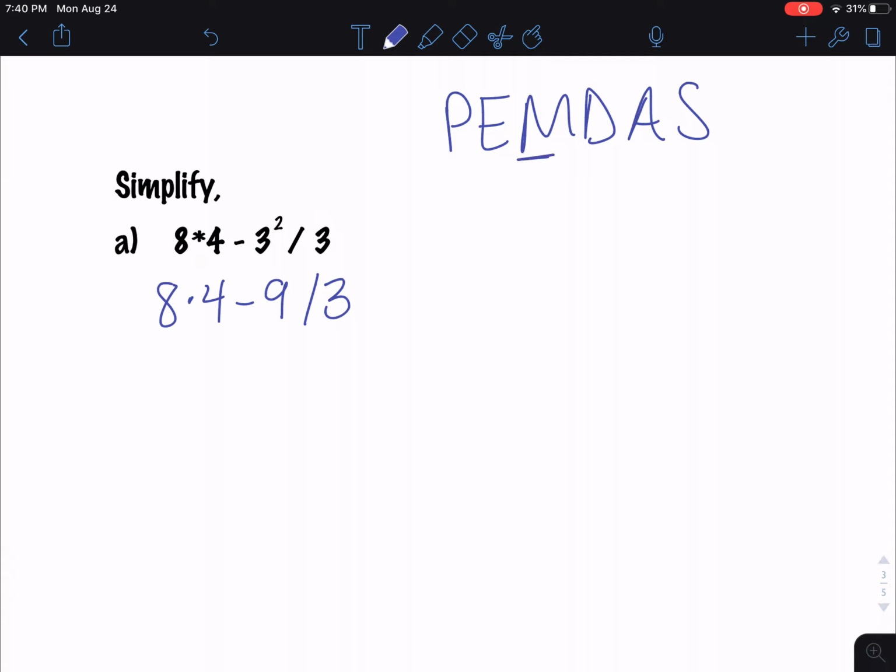Then I am allowed to do my multiplication and division in one step from left to right. So I can take 8 times 4, which would result in 32, minus 9 divided by 3, which is 3. Then lastly, I can finish simplifying by doing the subtraction of 32 minus 3, which is a final answer of 29.